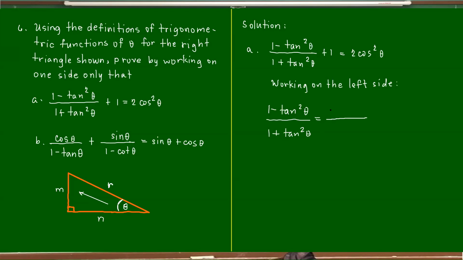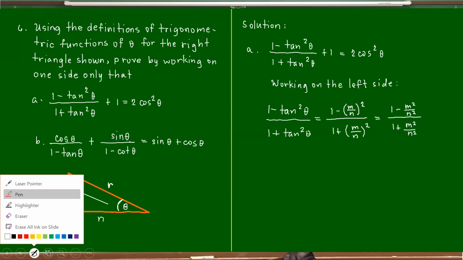what is tangent? Tangent is equal to, from this triangle, m over n relative to angle theta. That is m over n. But it is squared, so therefore quantity squared. Then in the denominator, 1 plus m over n quantity squared. So let's simplify the numerator and denominator. 1 minus m squared over n squared all over 1 plus m squared over n squared.